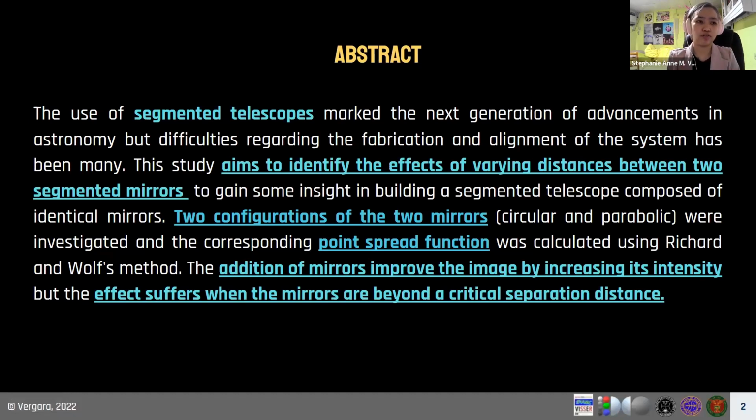Through the concept of a segmented telescope system, the effects of varying the distances in between two identical mirrors were simulated. Furthermore, a circular and a parabolic configuration of the two mirrors were adopted and investigated using the point spread function. Based on the results, the addition of mirrors improved the quality of the image by increasing its intensity. However, the effect suffers when the mirrors are beyond a critical separation distance.